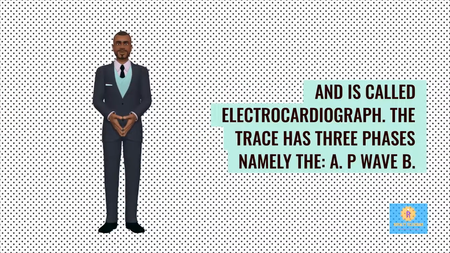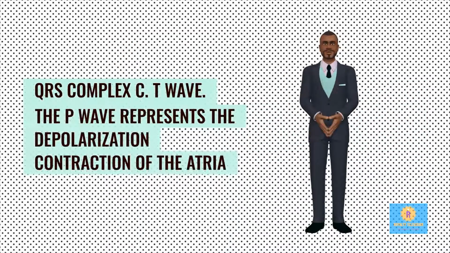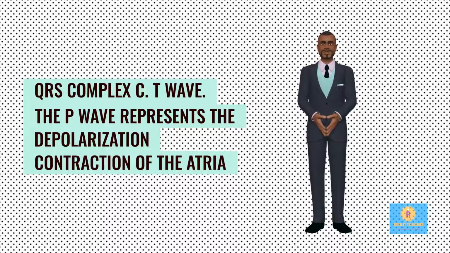The trace has three phases, namely A. P wave, B. QRS complex, C. T wave. The P wave represents the depolarization, contraction, of the atria and the QRS complex represents the depolarization of the ventricles. The T wave represents the repolarization, relaxation, of the ventricles.